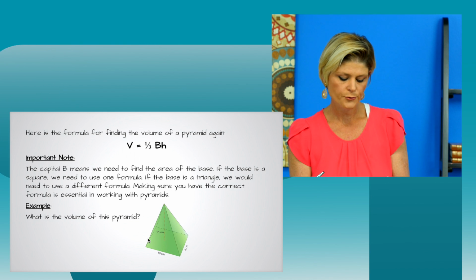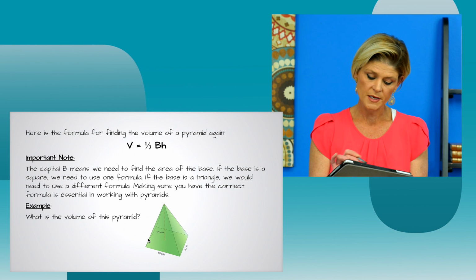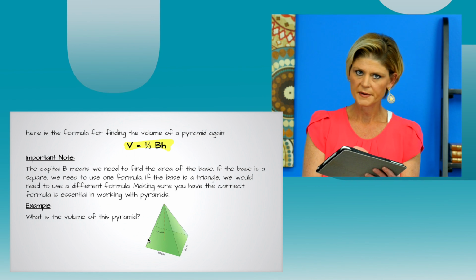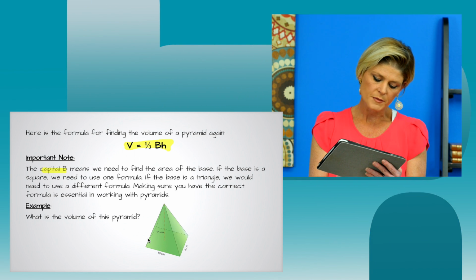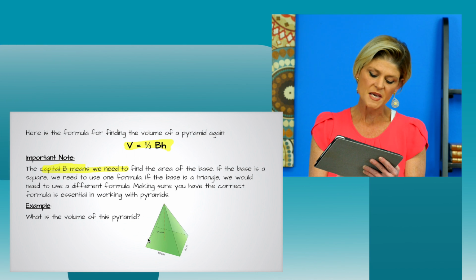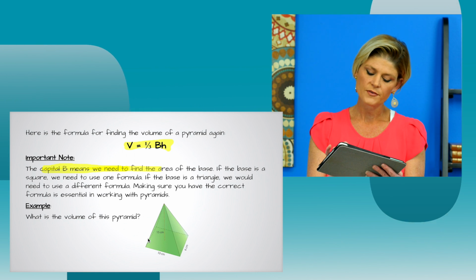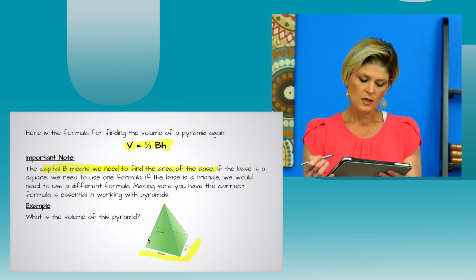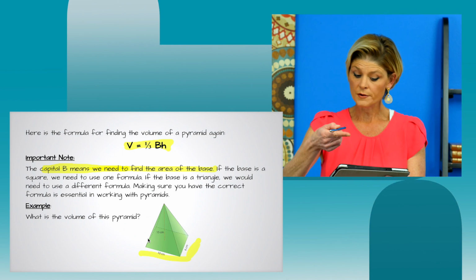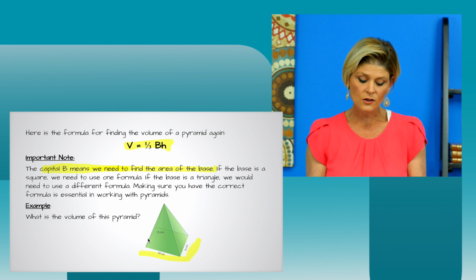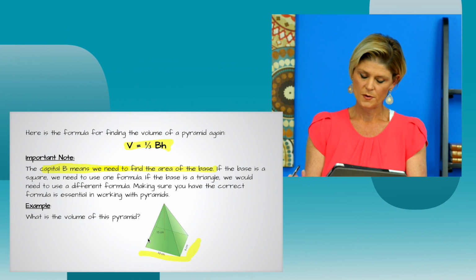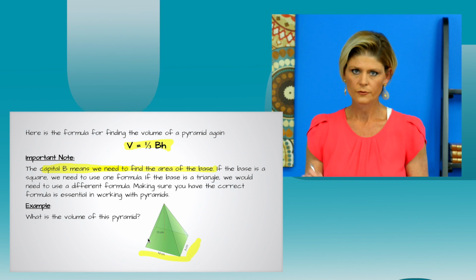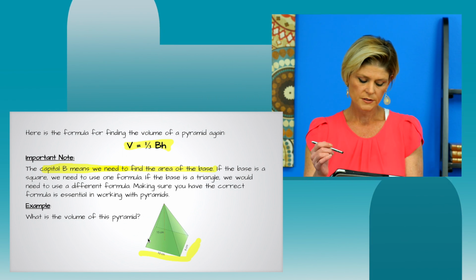Okay, so here again is the formula for finding the volume of a pyramid, 1/3 base times height. Important note, you may want to write this down. The capital B means we need to find the area of the base. If the base is a square, we will use one formula. If the base is a triangle, we would need to use a different formula. So making sure you have the correct formula is essential in working with pyramids. So let's look at an example.